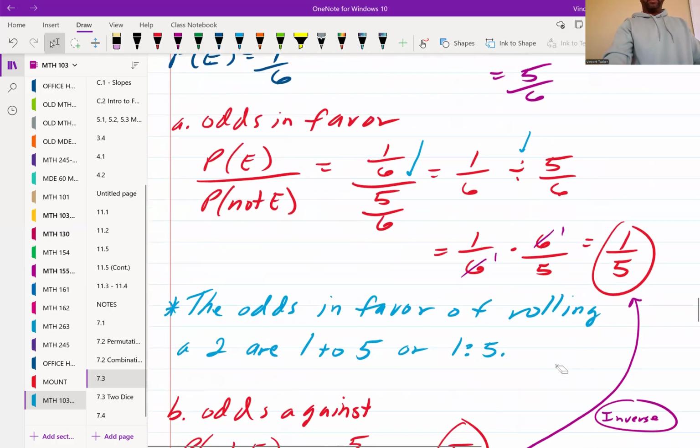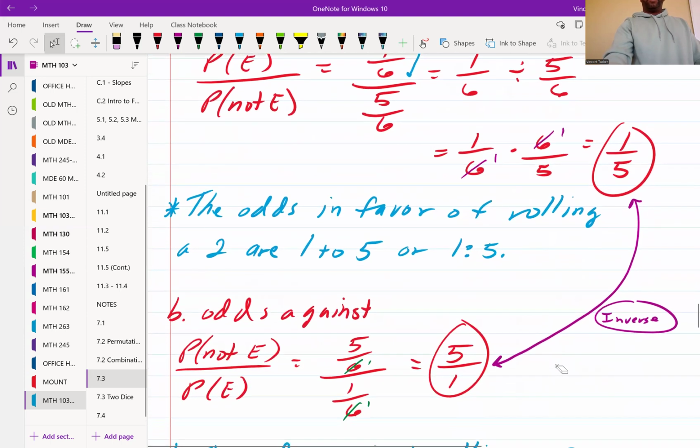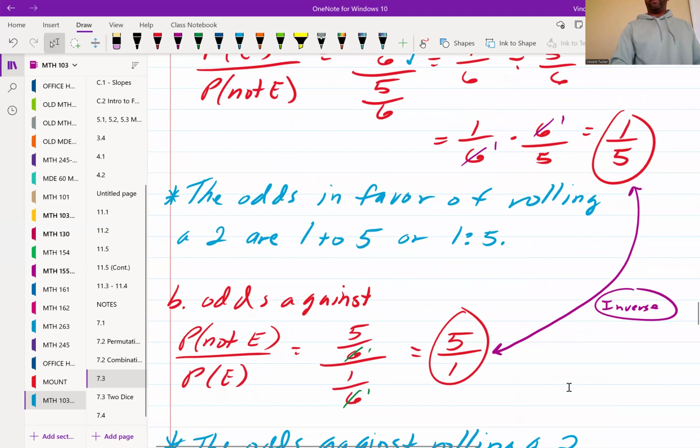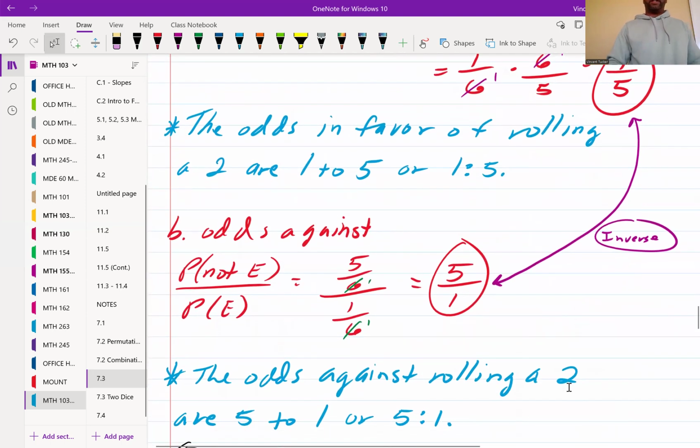All right. Odds against. Same process, just inverted or flipped. You have the probability of your event not occurring over the probability of the event occurring. So it's 5/6 over 1/6, which we already talked about, those sixes will cancel and leave you with just 5/1. If you already calculated one, if you flip it, that's the calculation of the other. So odds in favor versus odds against are just that fraction inverted. So the odds against rolling a 2 are 5/1.